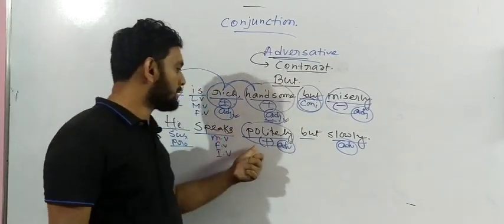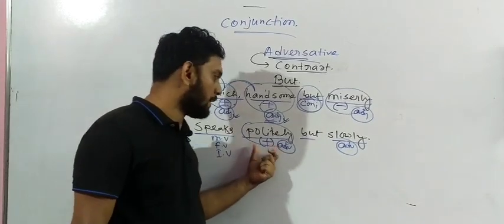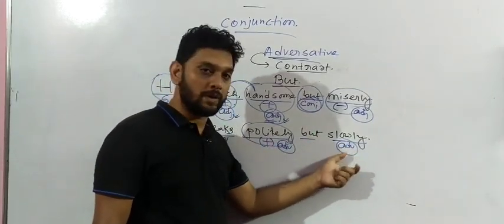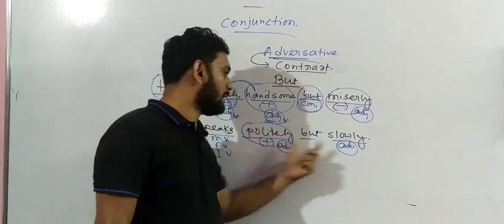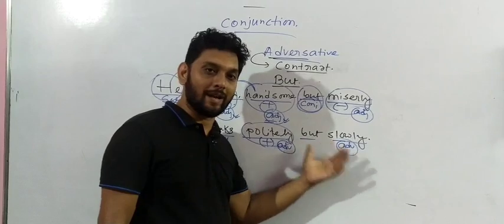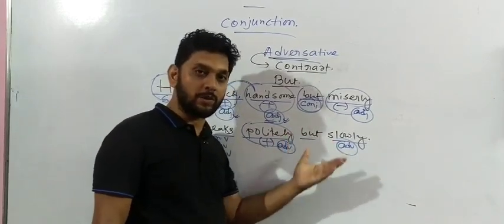First one is, he speaks how? Politely. How does he speak? Politely. That's the positive one, but slowly. That means the contrast between the two adverbial words. Have you seen the two adverbs, politely and slowly? The part of speech of both words is adverb, but they show the contrast. They show the opposite sense.